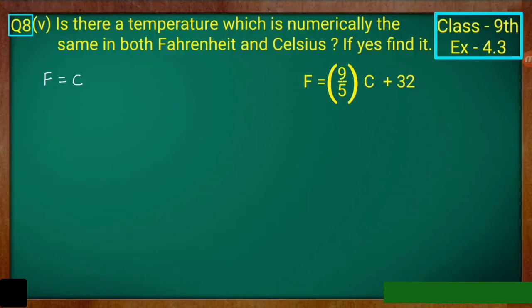Part 5 is, if there is a temperature which is numerically the same in both Fahrenheit and Celsius, if yes, find it. Here we have to find out whether the temperature is numerically the same for the Fahrenheit and Celsius. If the temperature for both is equal, then Fahrenheit and Celsius are equal. So let's take Fahrenheit is equal to Celsius. F equal to C.